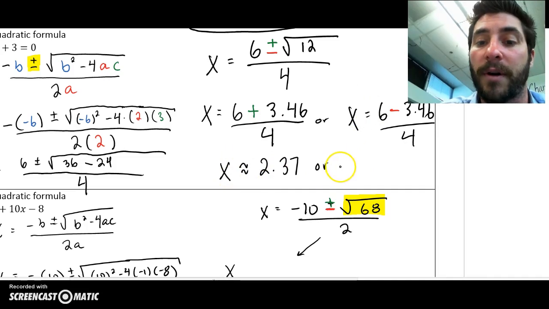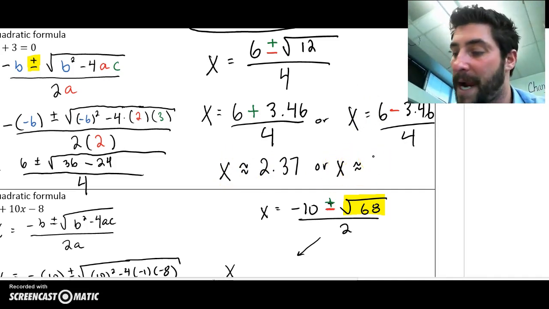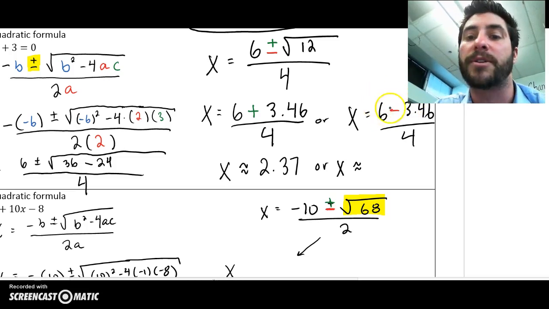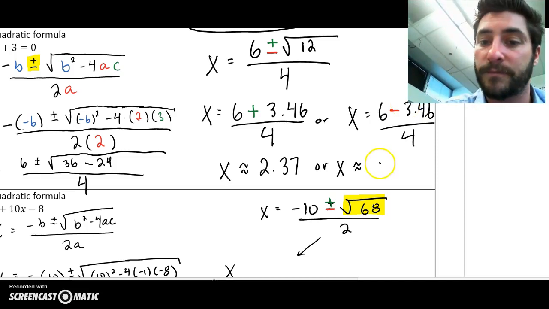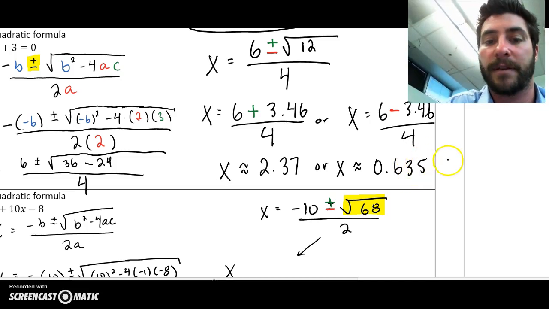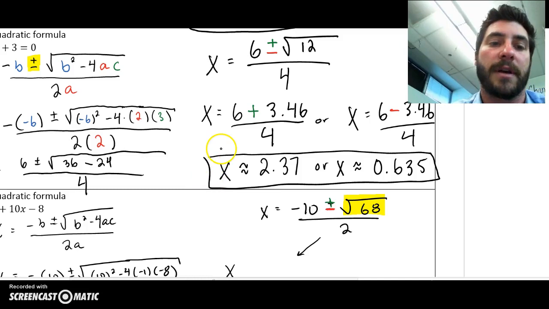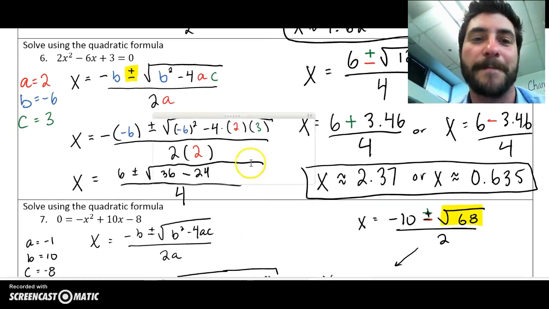Or x is approximately 6 minus 3.46. The numerator is 2.54, and then divide it by 4. Please be very careful when you use your calculator. And there you go. There you have it. Now that wasn't so bad, right? There's the quadratic formula for you.